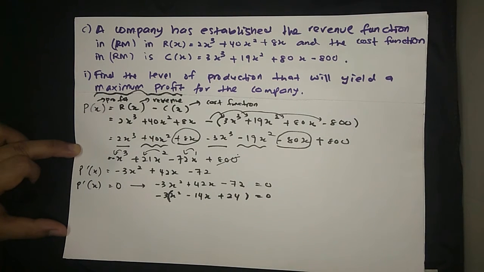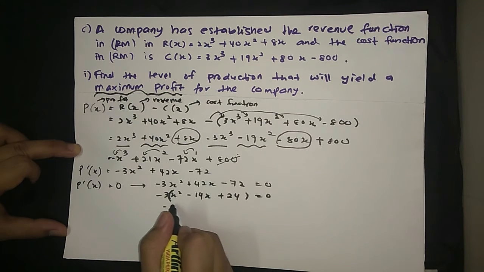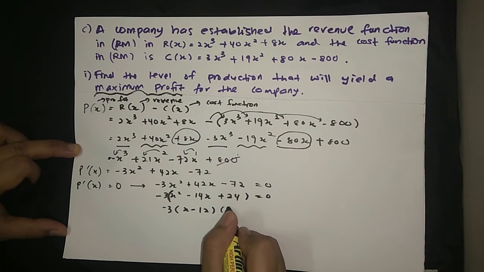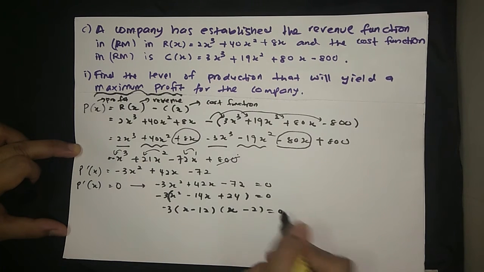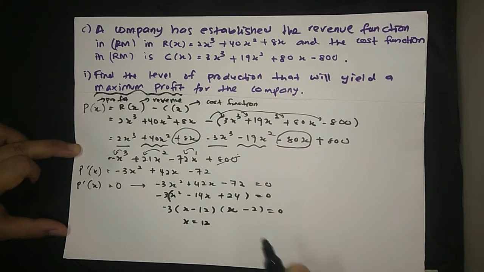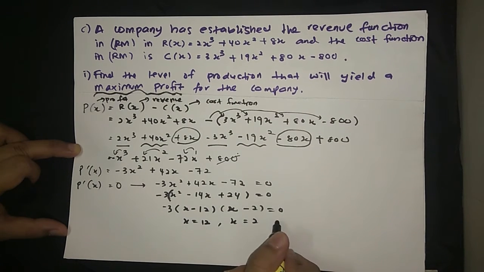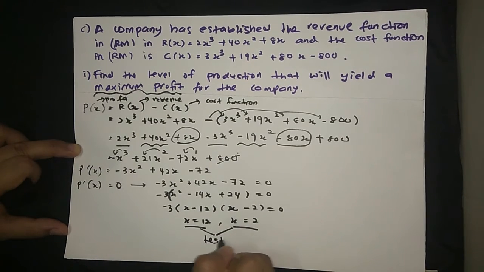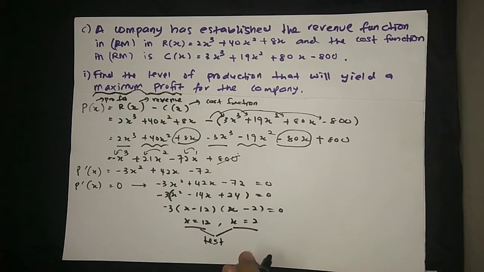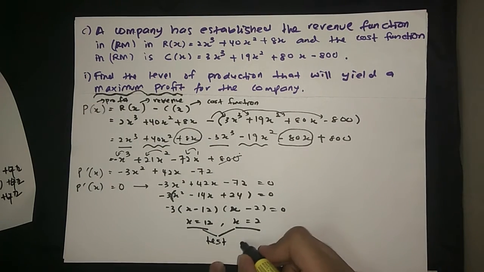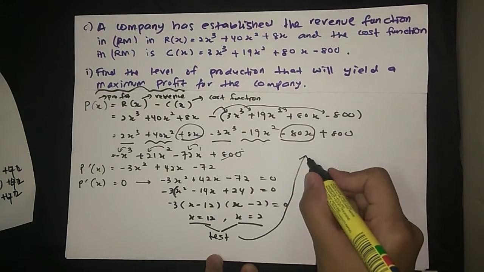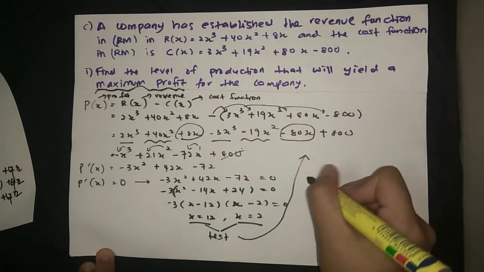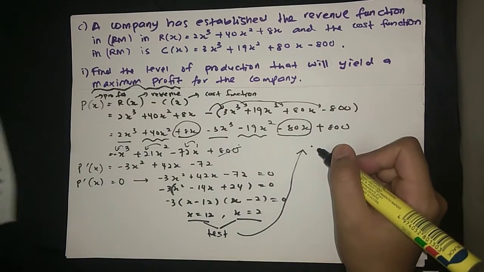We factorize it. Actually, this is only a simple one. You can use the long way, but I want to get it fast. So x equal to 12, x equal to 2. There are two critical values here, but we want to know which level of production gives the maximum profit. So here we have 12 and 2, and it is not clear whether it is x equal to 12 or x equal to 2.